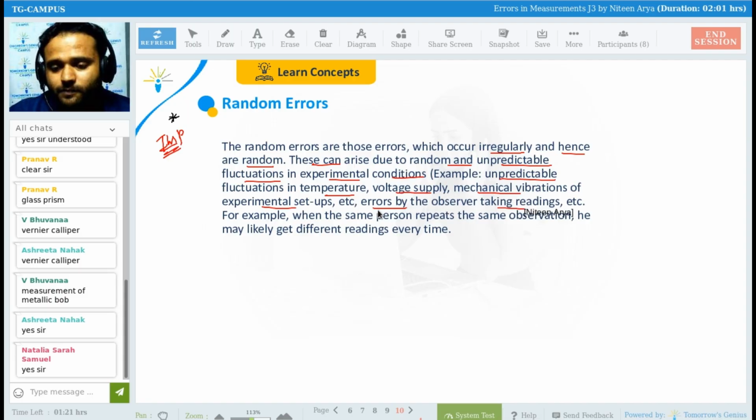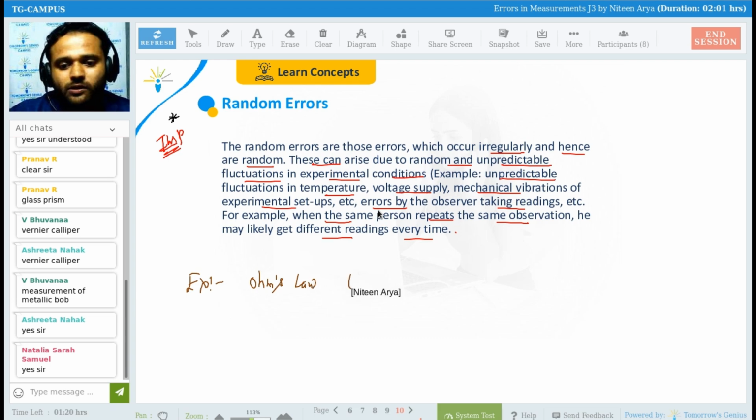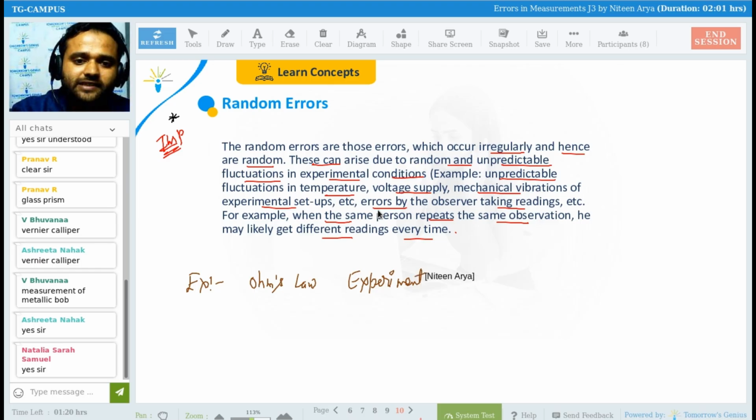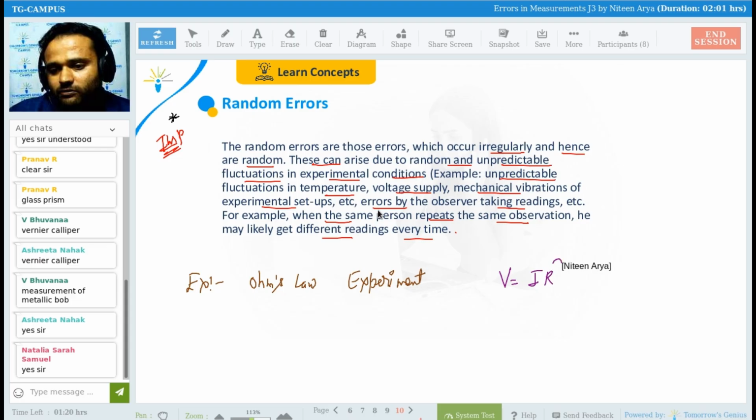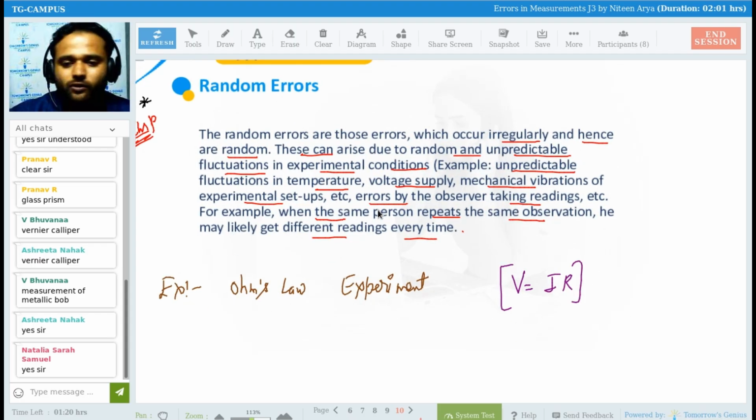Error done by the observer taking readings. For example, when the same person repeats the same observation, he may likely get different readings every time. Okay, one simple example I can give you: the Ohm's law experiment. What is that? We are proving Ohm's law with the help of this experiment, V equals IR. So we are observing that particular graph. Basically, we are changing the resistance with the same voltage.